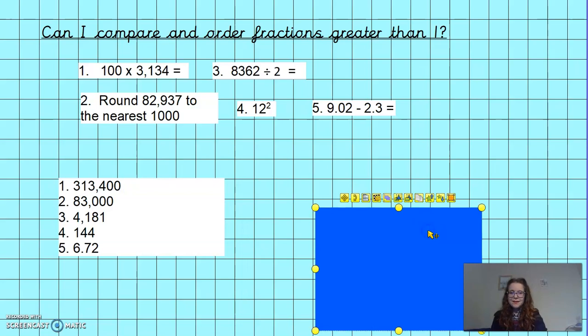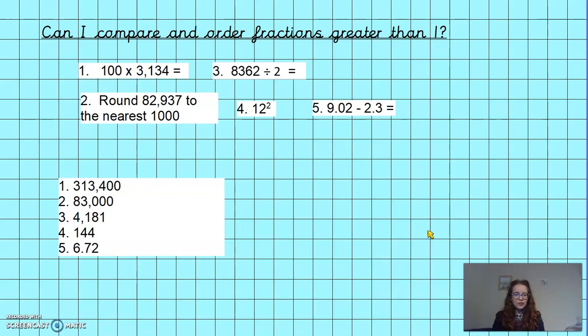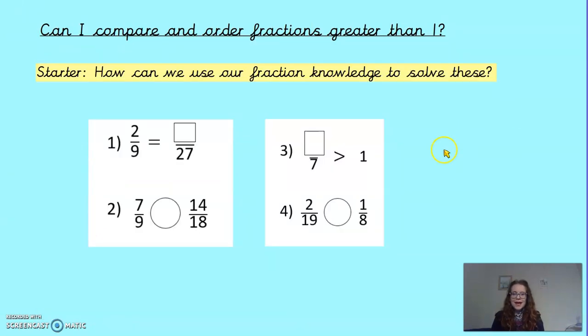Okay, here are the answers. How many did you get right today? Well done for having a go at those on a Tuesday morning. Okay, right, can I compare and order fractions greater than 1?